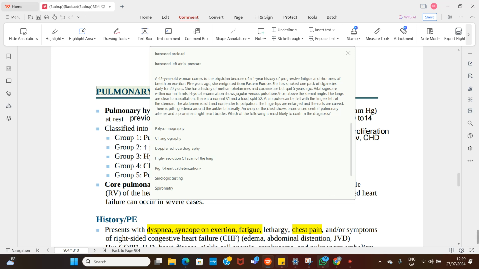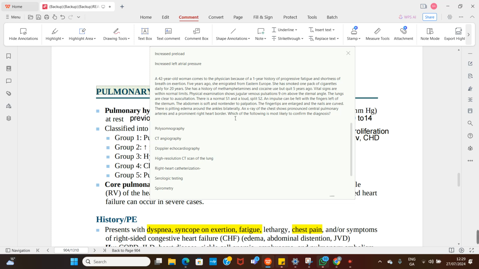An impulse can be felt with the fingers. That's the parasternal heave. The abdomen is soft, non-tender to palpation. The fingertips are enlarged, okay, and the nails are curved. There is pitting edema around the ankles bilaterally. X-ray of the chest shows pronounced central pulmonary arteries and a prominent right heart border. Which of the following is most likely going to confirm this diagnosis?